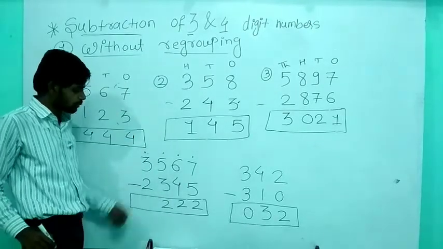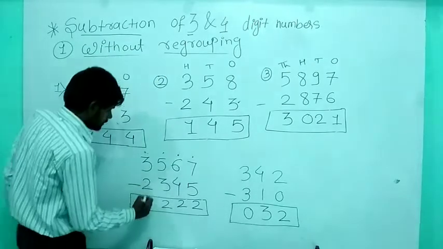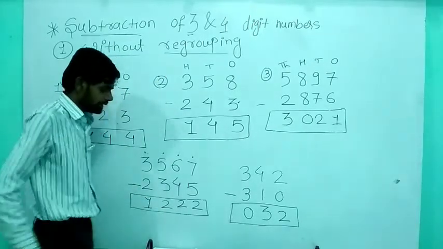Okay, and 3 minus 2. 3 में से 2 चला गया तो 1 बचेगा. हाँ, that is 1. Understood?